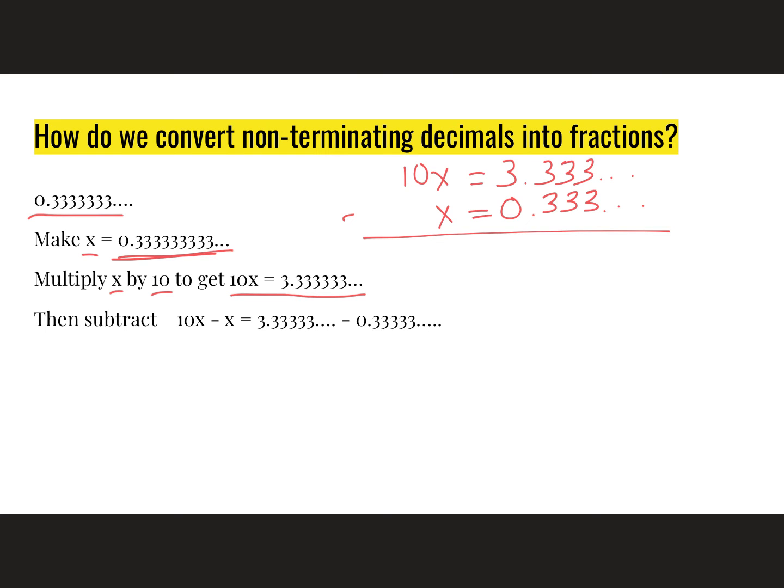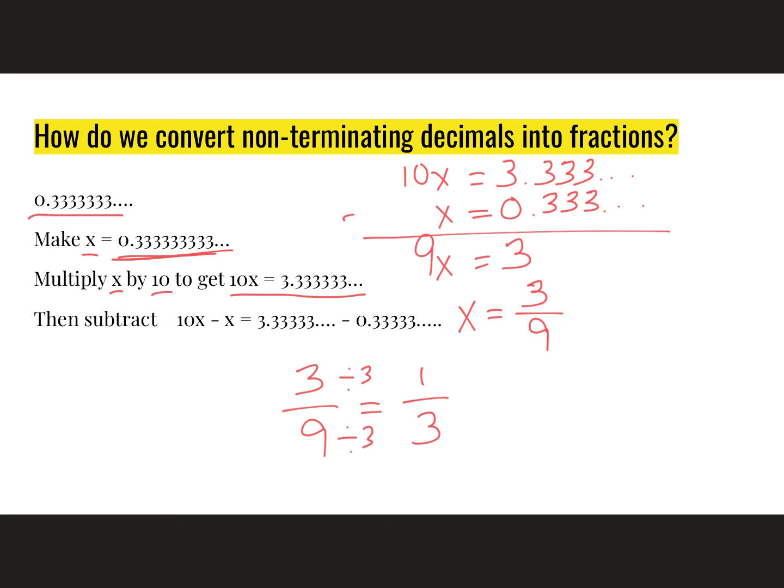Well, 10x minus x is just going to be 9x. 3.333 forever minus 0.333 forever gives me a 3. So now I'm going to do x equals 3 divided by 9. I divide by 9 on both sides. Now I know I need to reduce that. 3 over 9 is equal to 1 over 3. I can divide top and bottom by 3. By the way, do not put this in your calculator and then reduce, because it will say, oh, look, it is 0.333, and you'll end up back at your decimal. You have to do this by hand.